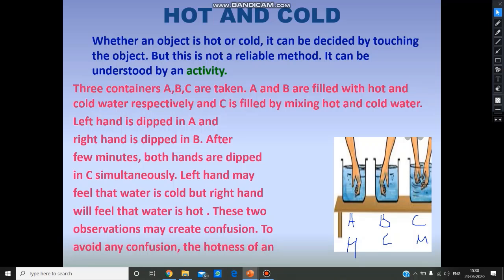To avoid this confusion, the hotness of an object is determined by measuring temperature, and that is the most precise way. So in the coming slide, we will be talking about how to determine temperature using a clinical thermometer, and that will be discussed for the human body.